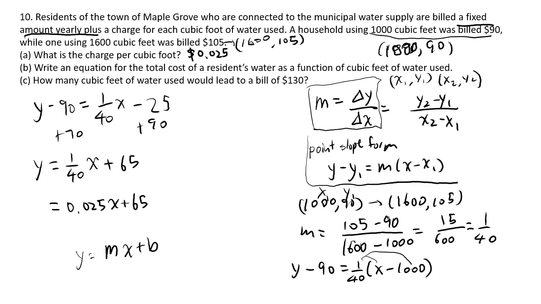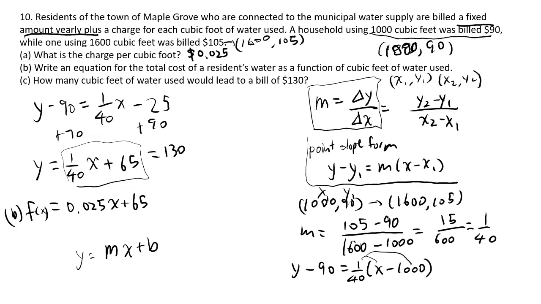And for B we are already done. f of x is this. That's the answer for B. And then part C: how many cubic feet of water would lead to a bill of 130? Okay, so when does this equal 130? That's basically the question.